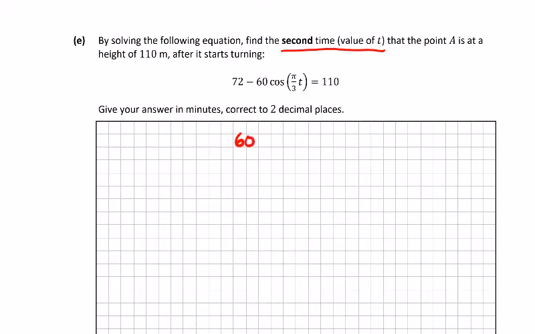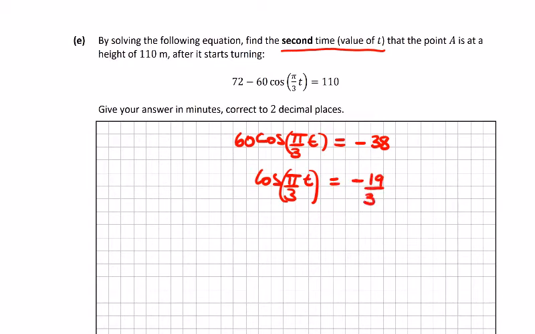So we'll bring 60 cos pi over 3 times t to the right, which would mean the 100 would come to the left, giving us 72 minus 110, minus 38. So the cos of pi over 3, 60 degrees, times t is equal to minus 19 over 30. So we get the inverse cos of 19 over 30. This should help us here.